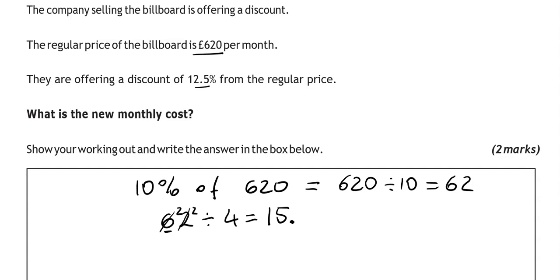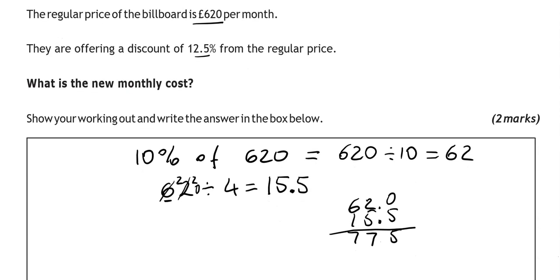Okay, so we put a decimal point here because we run out of whole numbers, and we'll put a 0 down. So how many 4s into 20 now? And that is 5. So 15.5. So we've got 62 and 15.5, which gives 77.5. So 77.5 is the discount.